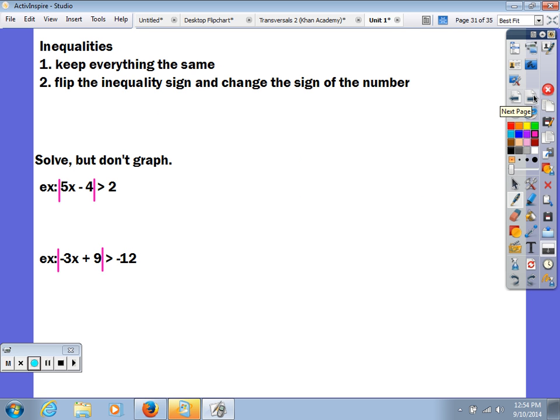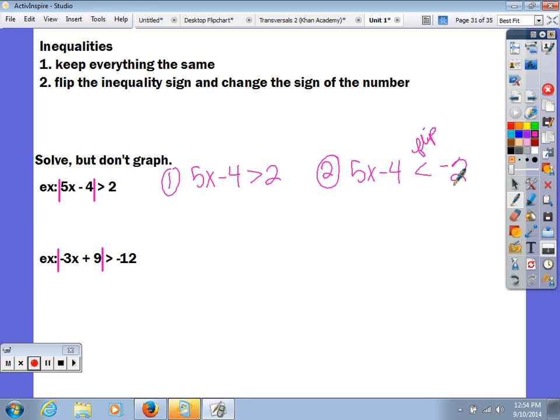Alright, we're going to move on to solving inequalities with absolute value signs. The same rules apply. You still have your two cases, except for your second case this time, you're going to flip the inequality sign as well as change the sign of the number. So your first case is 5x minus 4 greater than 2, because you keep everything the same. Your second case is 5x minus 4, you flip this sign, and then you change the sign of this number right here.